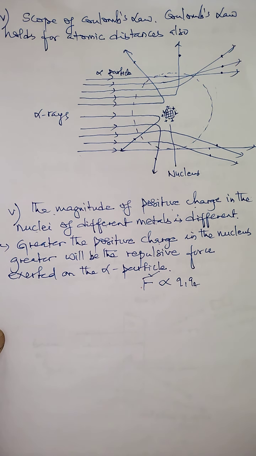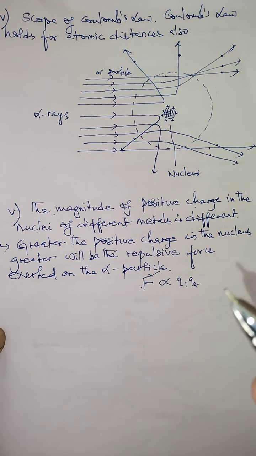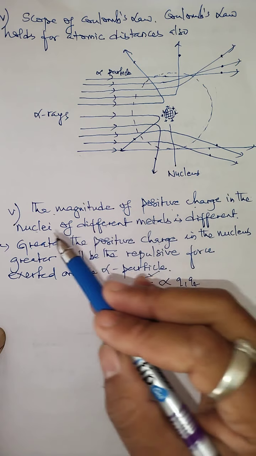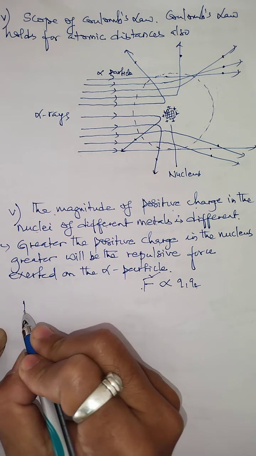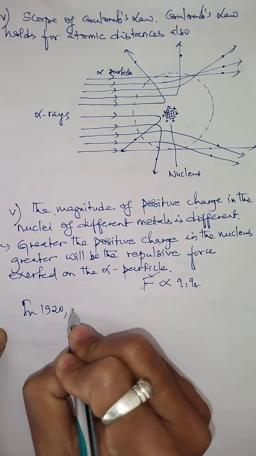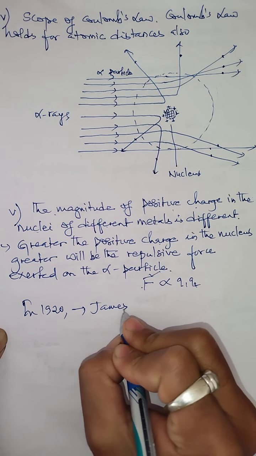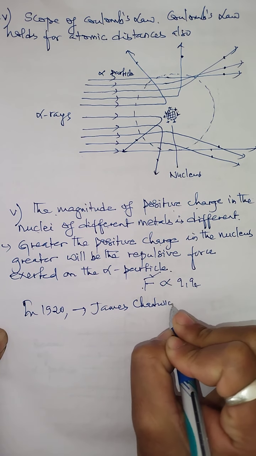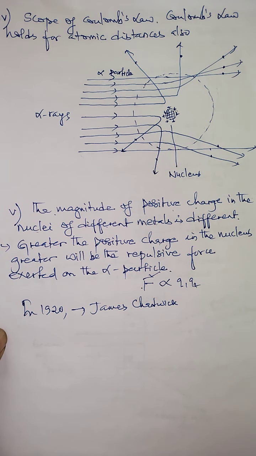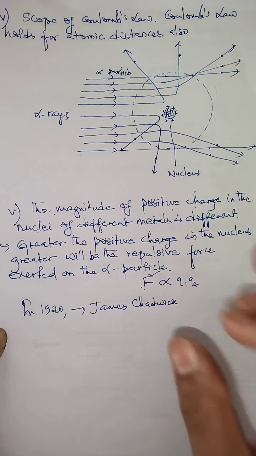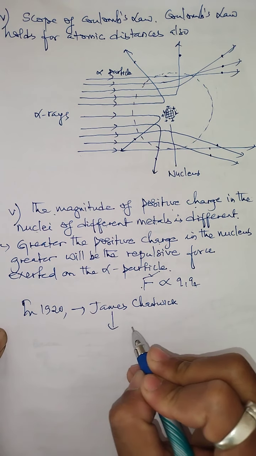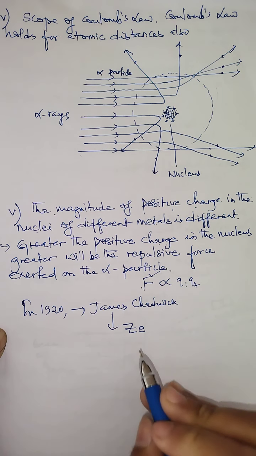So the final observation explained by Rutherford is that the magnitude of positive charge in the nuclei of different metals is different. It's not the same. But one of the great scientists called James Chadwick, in the year 1920, determined the positive charge in the nuclei of different metals, and found that the positive charge in the nuclei of different metals is equal to Ze. So I am writing it this way, Ze.